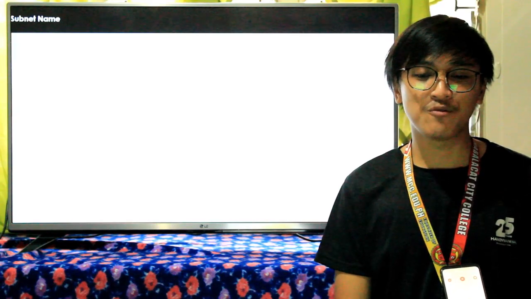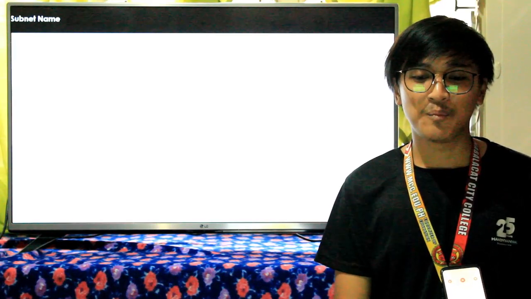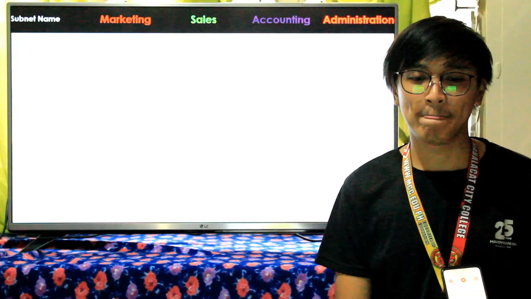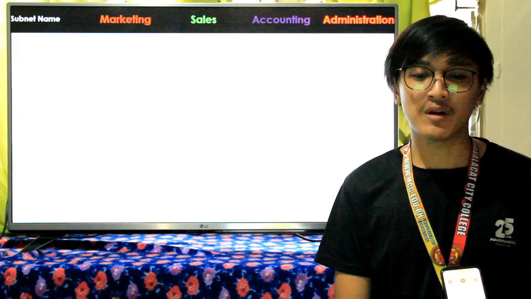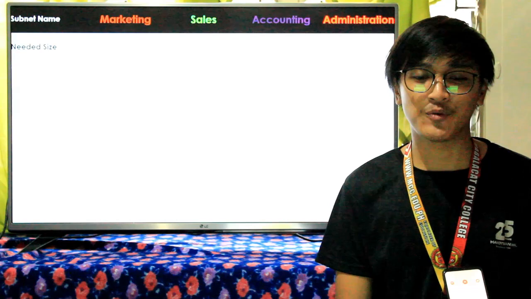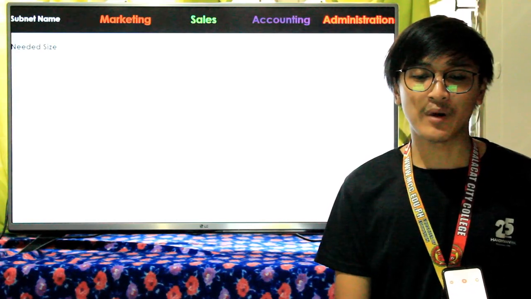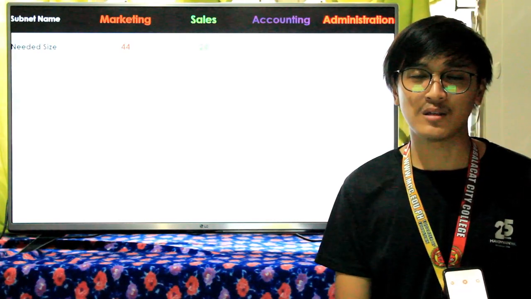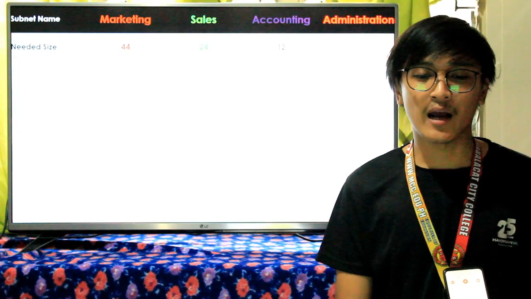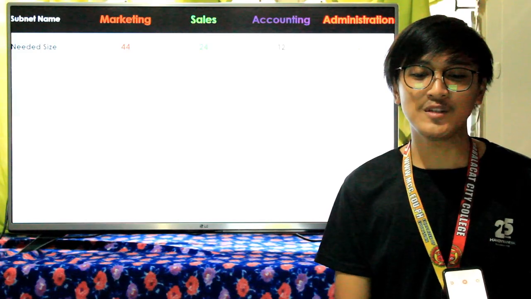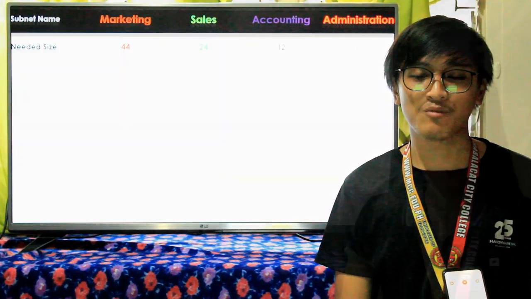For subnet name, we have 4 departments, namely marketing, sales, accounting, and administration. We will start with the department with the highest needed number of hosts down to the lowest, and that is the needed size row. For the marketing department, the needed size is 44 hosts, while the sales department is 24 hosts. Then, the accounting department is 12 hosts. And lastly, the administration needs only 2 hosts.